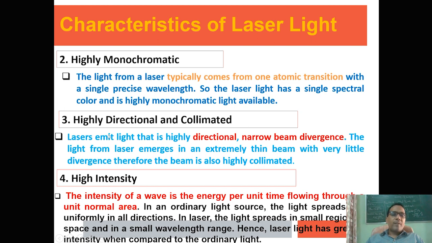High directionality and collimation. Laser emits light that is highly directional, with narrow beam divergence. The light from a laser emerges in an extremely thin beam with very little divergence. Therefore, the beam is also highly collimated. High intensity. The intensity of a wave is the energy per unit time flowing through a unit normal area. In an ordinary light source, the light is spread out uniformly in all directions. In a laser, the light spreads in a small region of space, so its intensity is very high.